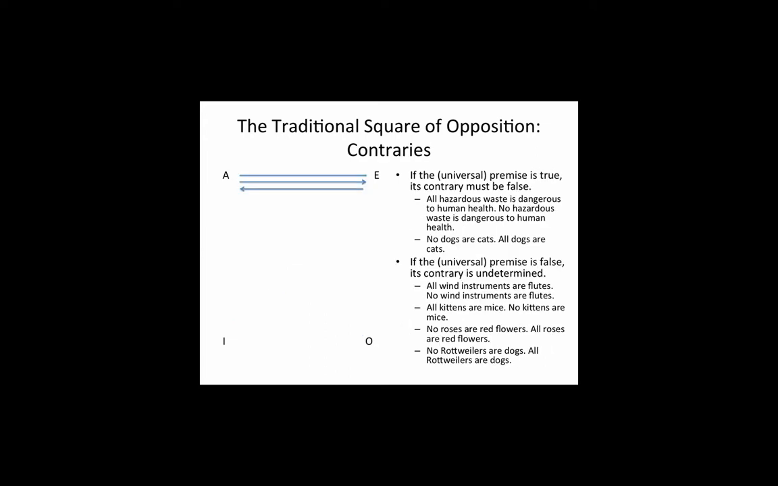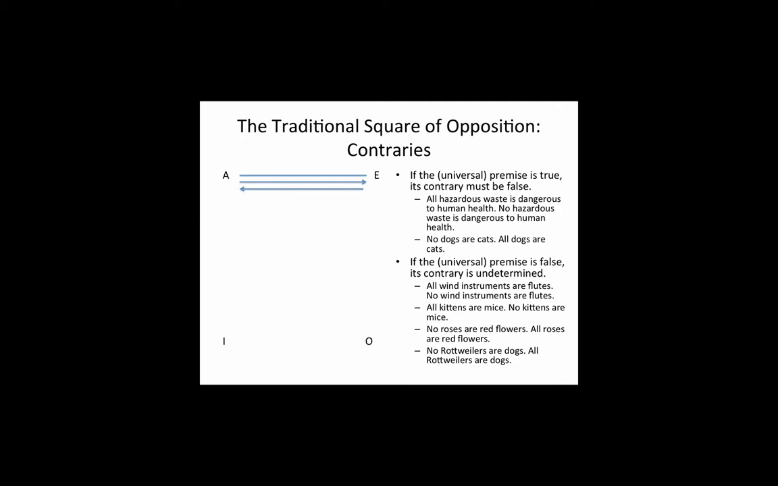Now let's move on to contraries. Universals are contraries. Take a look at the top blue bar. It's a bar rather than arrows because contraries do not have a reciprocal relationship with each other. Here's what I mean. Contraries can't both be true, but they can both be false.